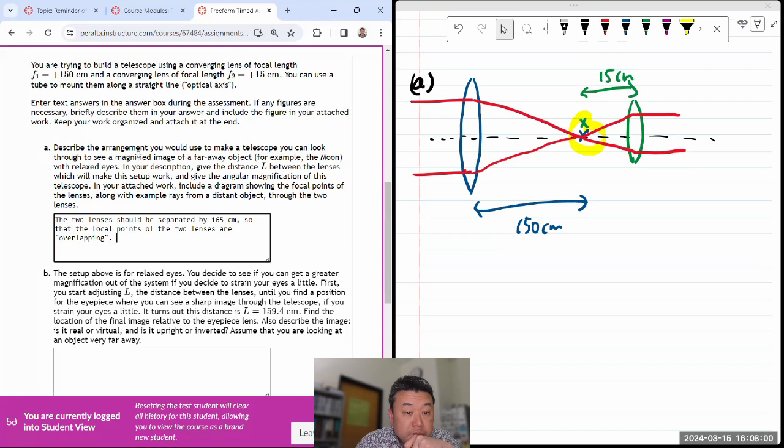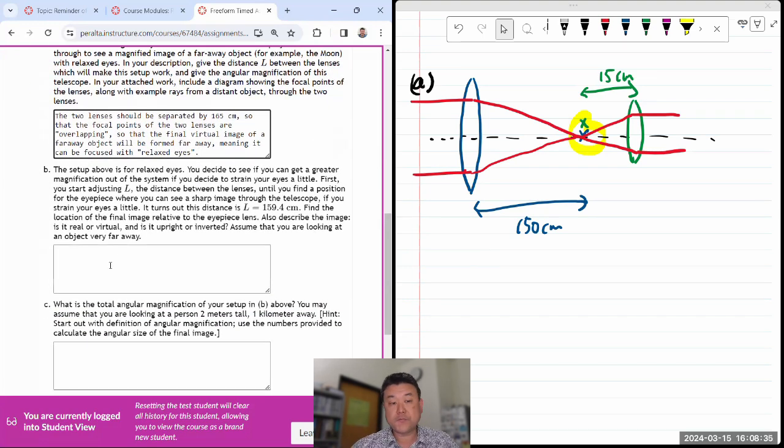Let's see. Extend the work, include the diagram. Okay, I can explain so that the final virtual image of a faraway object will be formed far away, meaning it can be focused with relaxed eyes. So that's A. B. The setup above is for relaxed eyes.